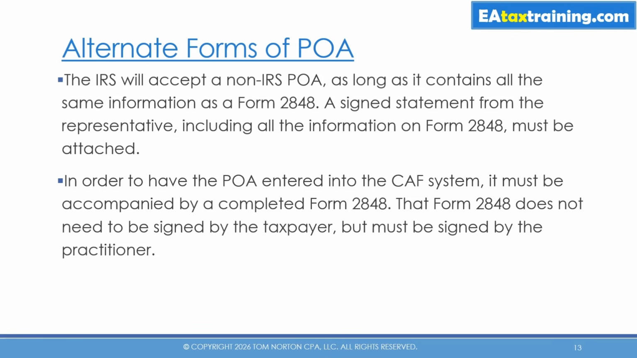accepted. However, if you want that added into the CAF system so the IRS knows that you've got authorization to talk to the client, then you're going to have to fill out the 2848 anyway. You're going to have to put all the same information on there. The only difference is the taxpayer does not have to sign that 2848 because they've already signed the other power of attorney, but you do have to sign the 2848. So you would send in both the power of attorney that the lawyer wrote up and the 2848 that you wrote up with your signature on it. You would send both of those if you want to have it in the CAF system.